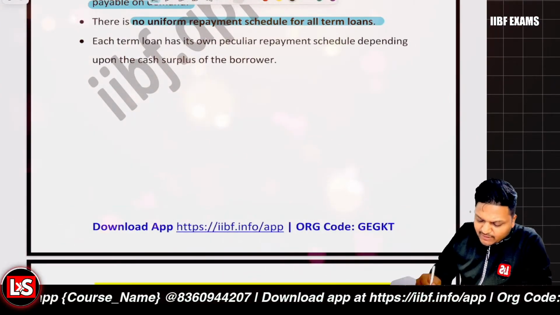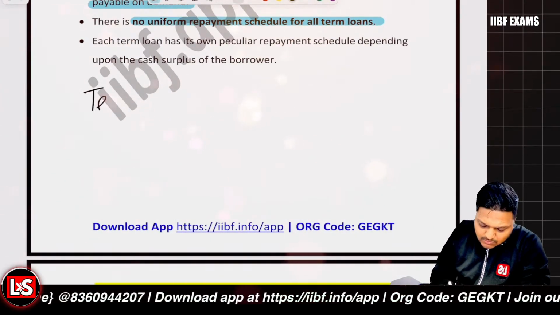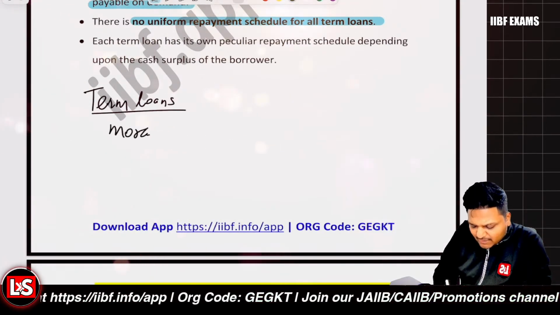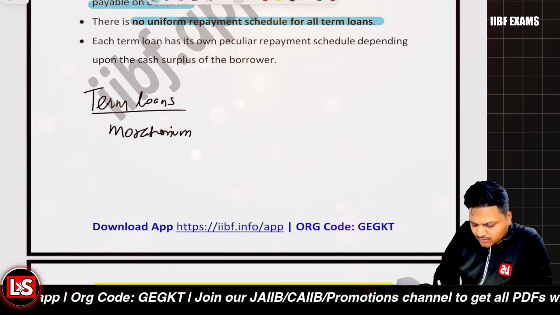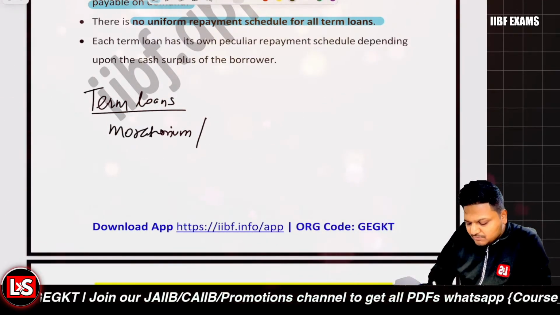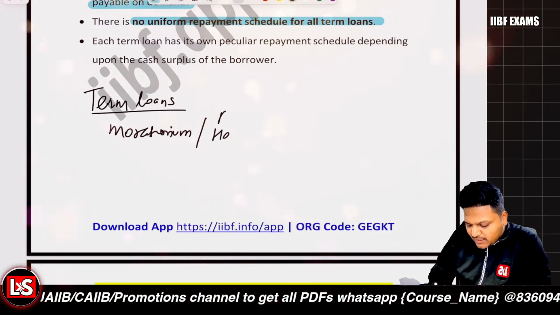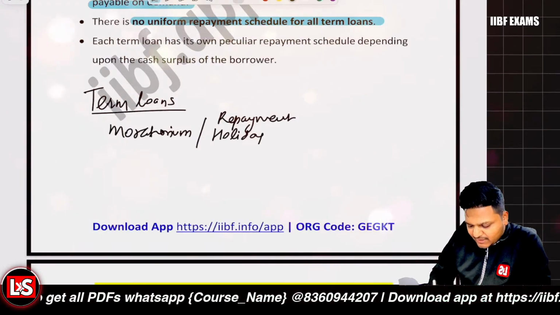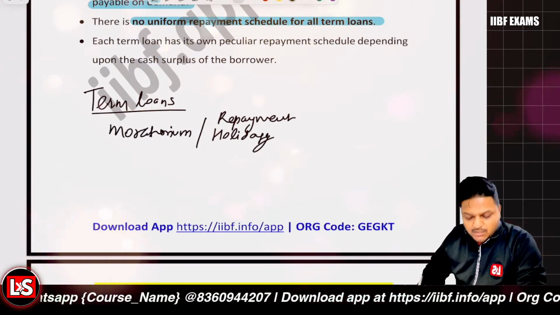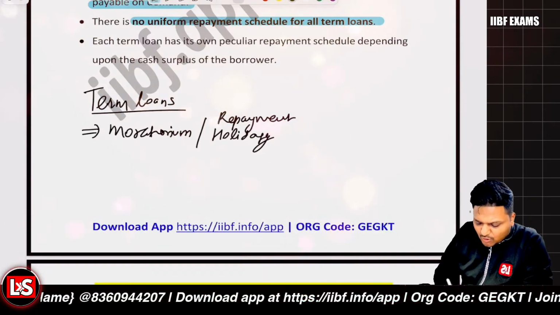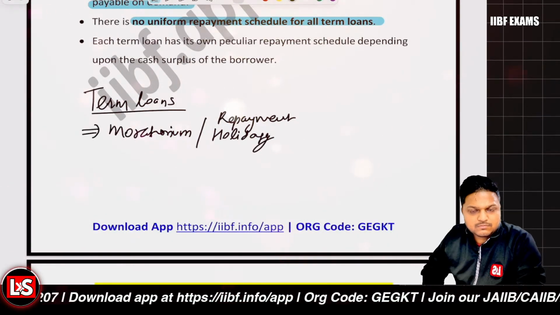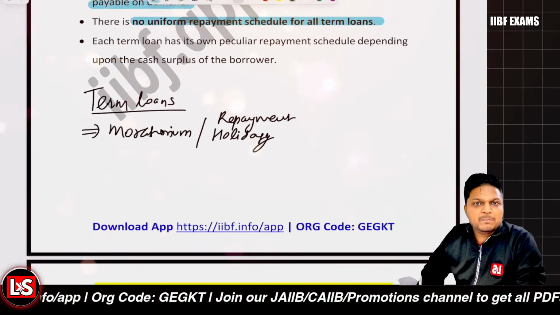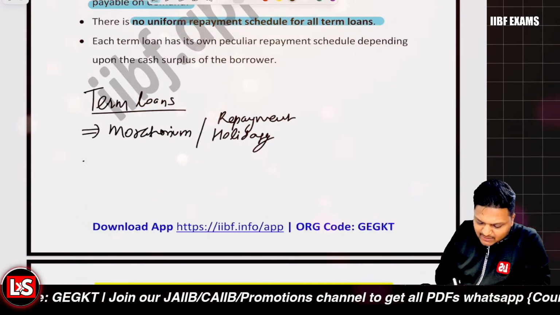Also let's have a look at the different components. In case of term loans, the moratorium period can be there, or we say repayment holiday period can be there, right? So under this moratorium period, the installment is not to be paid, but the interest will be accrued. Interest will be calculated and accrued, but the repayment is not to be paid, right? And after that, there is a fixed repayment schedule.